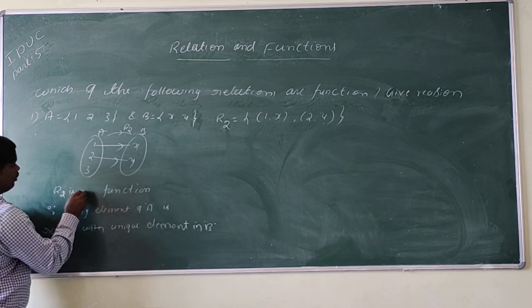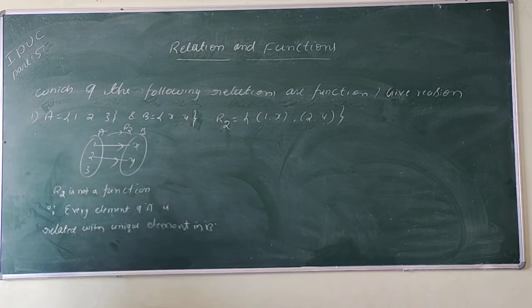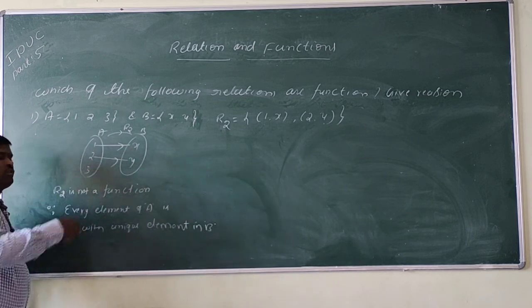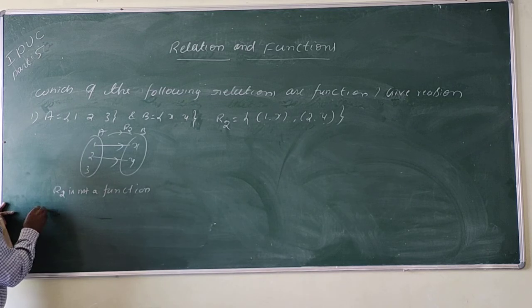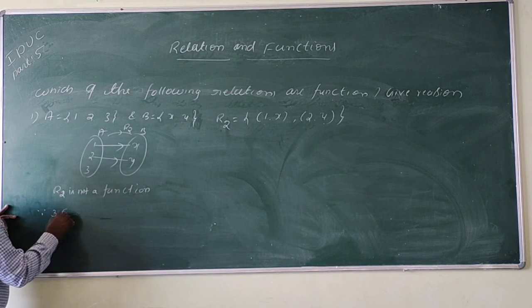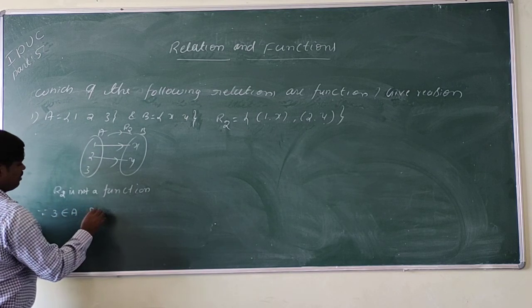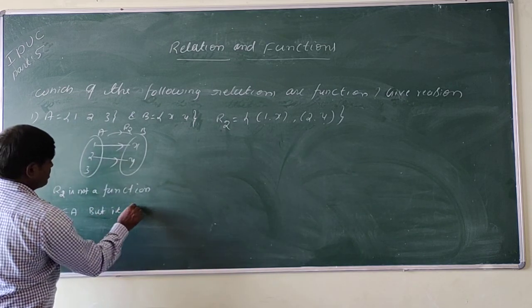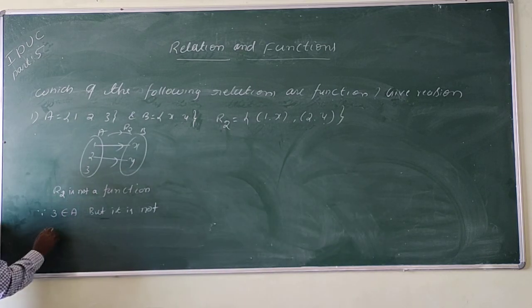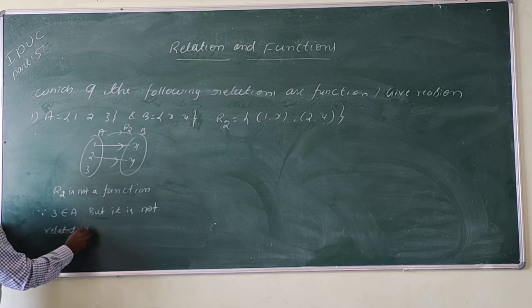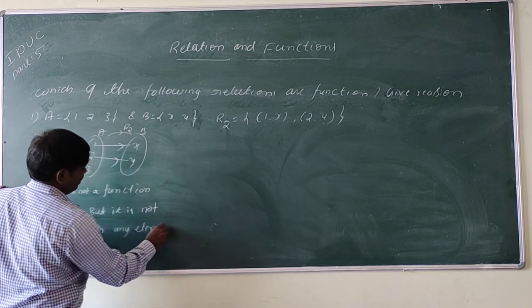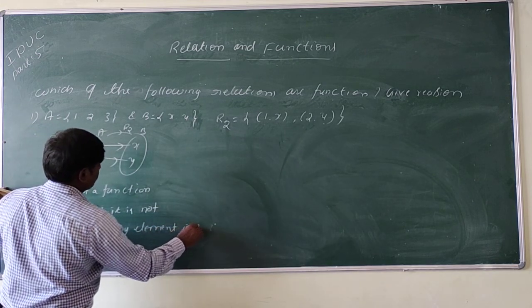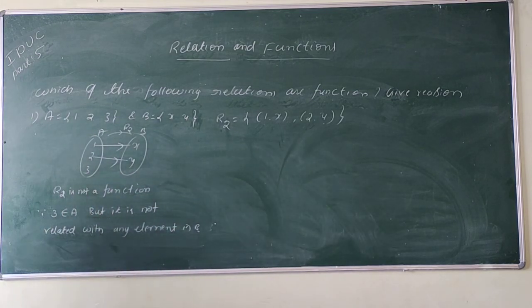R2 is not a function because 3 is an element of A that is not related to any element of B. So the reason: 3 belongs to A, but it is not related to any element in B. Therefore, this is not a function. So write down.